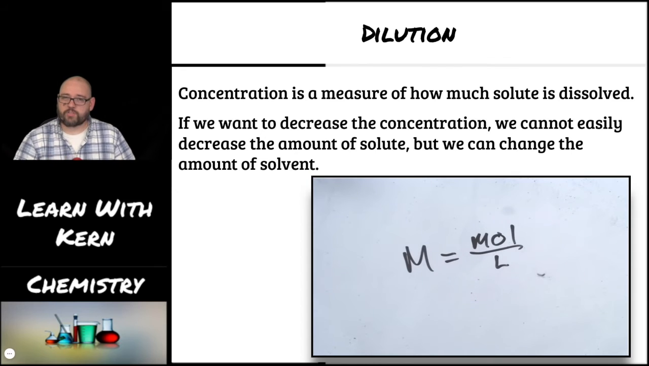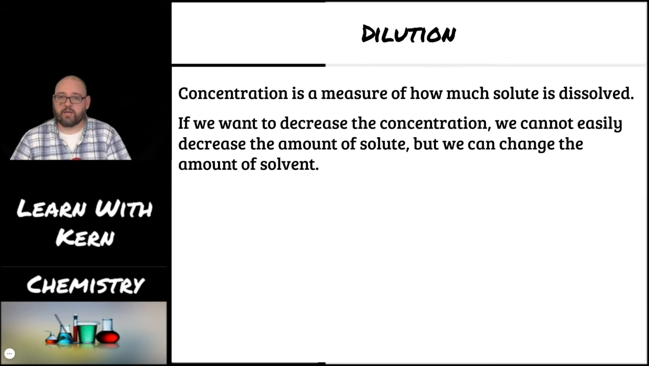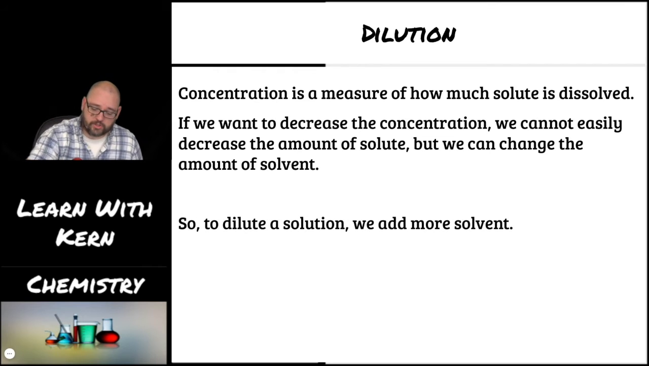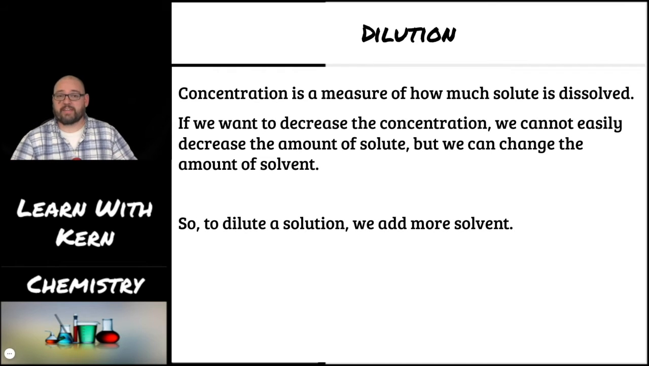Now it's really hard to take moles out of solution. Once it's dissolved, it's really difficult to get them out if all I want to do is dilute it. I want it to be a less concentrated solution. So I can't easily decrease the amount of solute, but what I can do is change the amount of solvent. I can increase the amount of solvent, so I can add water to my solution, and that will decrease the concentration. It dilutes the solution. So to dilute a solution, you add more solvent. That's the best way to do it, is to just always add more solvent.